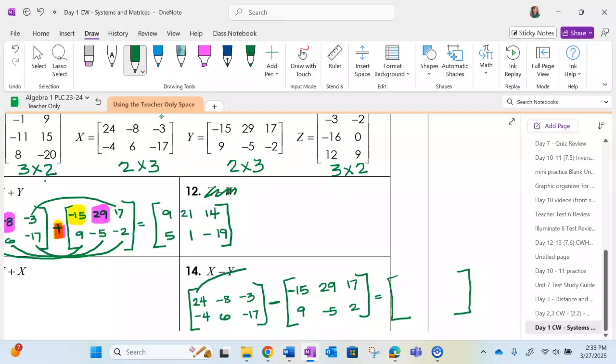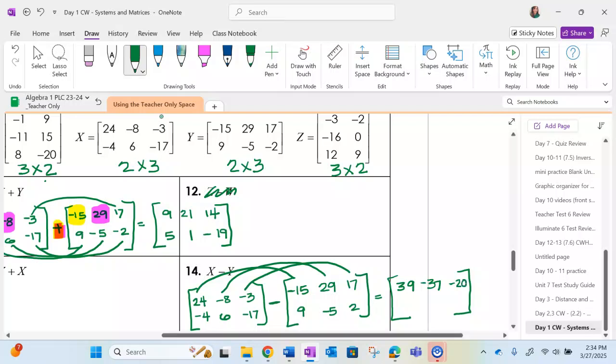So 24 minus -15. Okay, this time it's 24 minus -15, which gives you 39. Okay, because it's really 24 plus 15. Then -8 minus 29. So that's -37. Okay, -3 minus 17, negative 20. Okay? All right, now on the bottom.